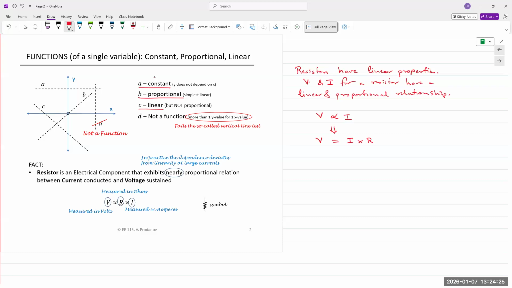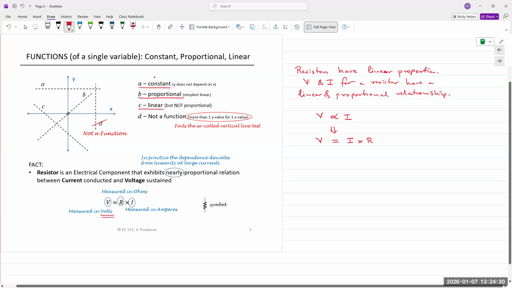All right, so V stands for voltage, named after anybody?